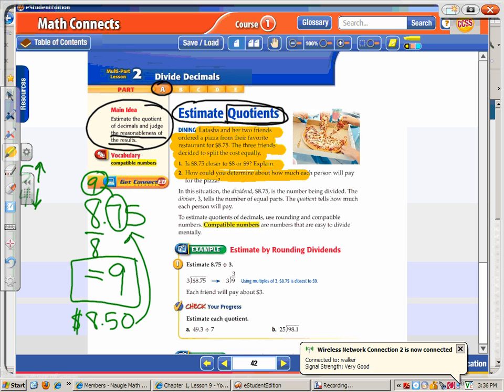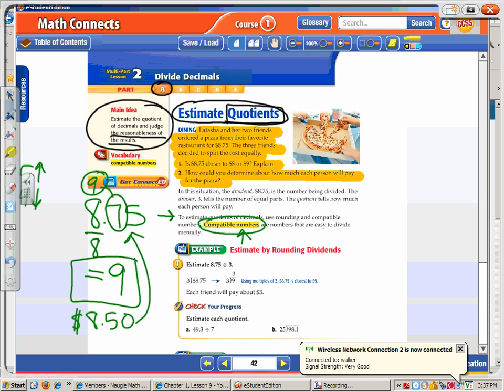How could you determine about how much each person will pay for the pizza? All right, so in a situation like this, the dividend is $8.75, that's the number that's going to be divided. And we have 3 people, which is our divisor. We want to figure out about how much each person is going to pay. When we're estimating quotients, it's a little bit different than estimating for the product, because in estimating a product, you don't really have to think about what we call compatible numbers. We don't want to deal with another decimal, or a fraction, and we don't want a remainder when we're doing estimation of decimals. So compatible numbers are numbers that can be easily divided mentally.